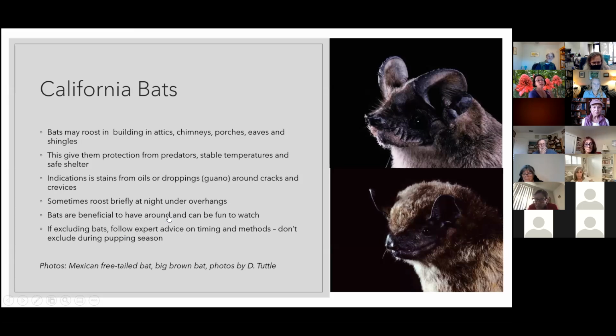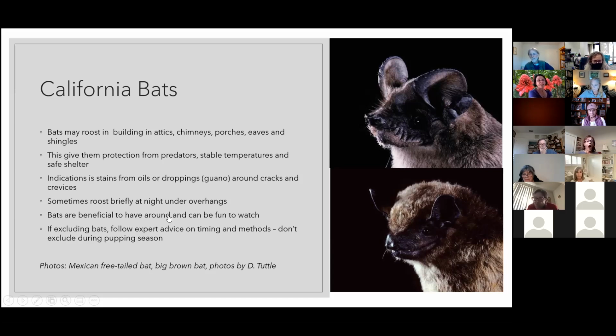You'll know you have bats either by hearing them, if you can hear high-pitched noises, usually high-pitched chirping before they come out at night, or by seeing them emerge. You will also see their droppings around the cracks and crevices. They're little pellets, like mouse droppings, under eaves and such. They're really beneficial to have around because they eat a lot of insects, and they can be fun to watch. We have certainly enjoyed watching those bats come out at night.